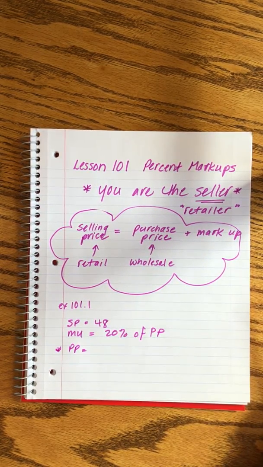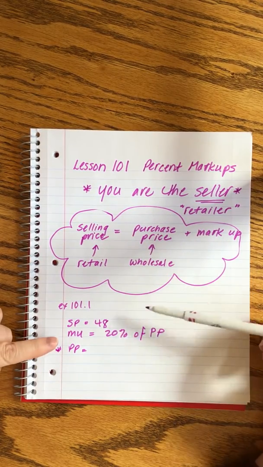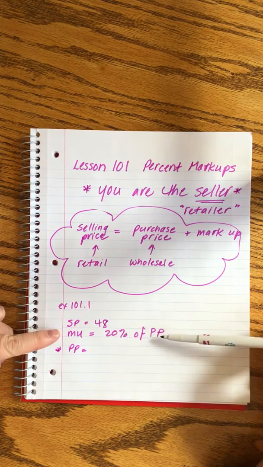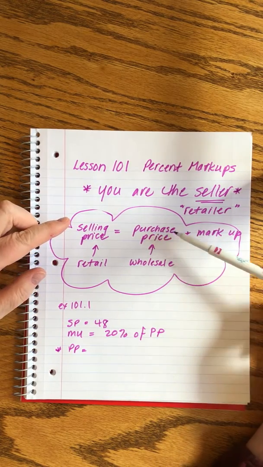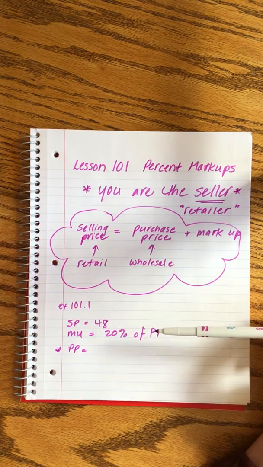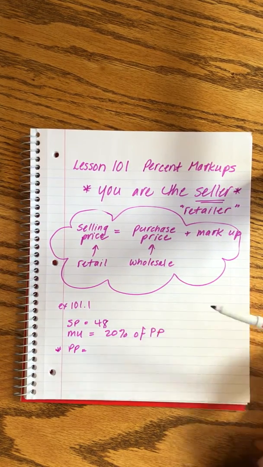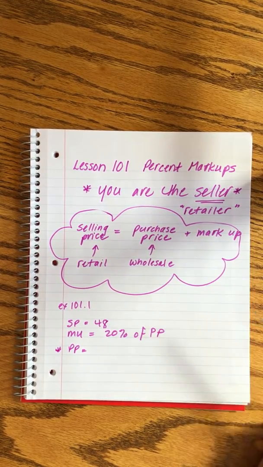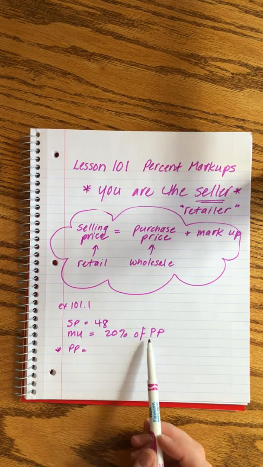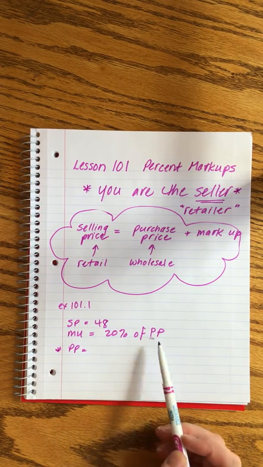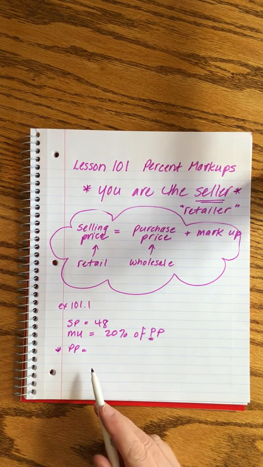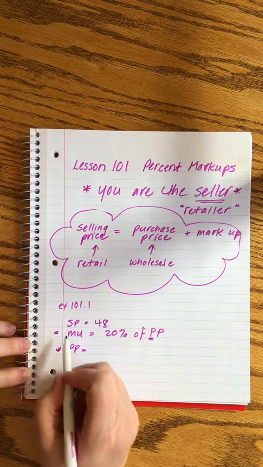Now, markup is often expressed as a percentage of either the selling price or the purchase price. Okay, so markup can be a percentage of this or a percentage of that. We have to read the problem carefully and then set up the equation so that we're reflecting that the right way. So in this case, it says the selling price was $48. The markup is 20% of the purchase price. What is the purchase price? What is the markup? Okay, we want that in absolute dollars too.